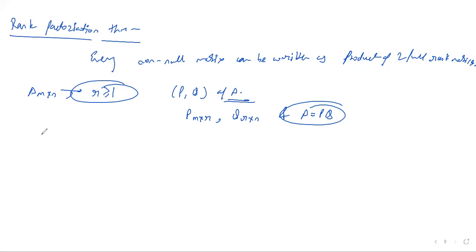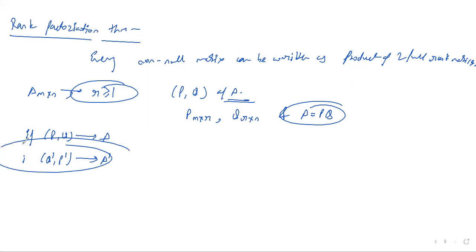There is one more thing: if P, Q is a rank factorization of A, then Q transpose, P transpose is a rank factorization for A transpose. You can easily find that by this property. Now let's see an example of this rank factorization theorem.